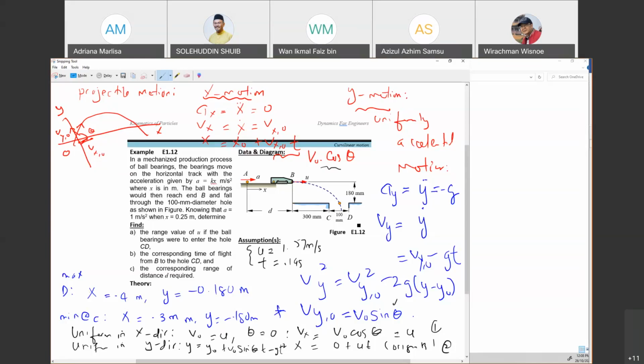All right, time's already 12:08. So I think I'm going to stop here. Next week we're going to do a few more examples to strengthen the topic of kinematic of particle. I'm going to stop here.